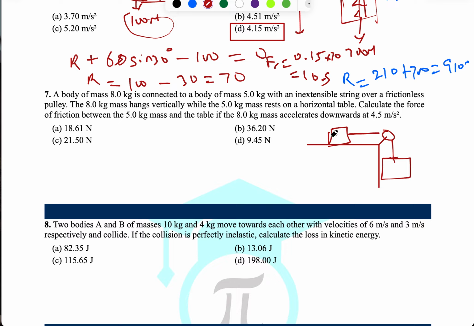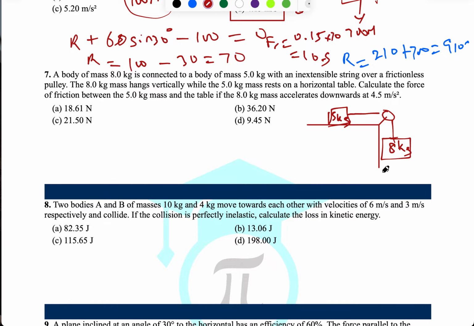So if the body has mass 8 kilogram and is connected to a body of mass 5 kilogram with an inextensible string over a frictionless pulley, the 8 kg mass hangs vertically. So that means that this is going to be the 8 kg mass and this is going to be the 5 kg mass, resting on a horizontal table. Calculate the force of friction between the 5 kg mass and the table if the 8 kg mass accelerates downwards at 4.5 meters per second squared.